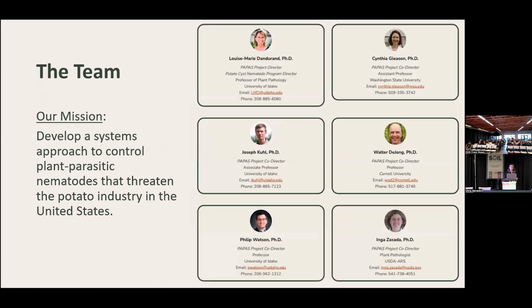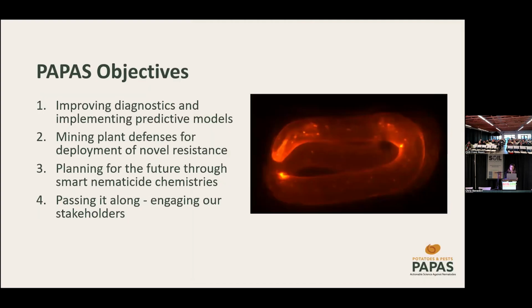So the mission of PAPAS is to develop a systems approach to controlling plant parasitic nematodes. And like I said, it's made up of primarily researchers. Here on the slide, I have all of the co-directors of the project. I think a really cool thing is that it's across the Pacific Northwest, so we have people from Washington, Oregon, and Idaho. And each one of these researchers works on a different part of the PAPAS objectives. These objectives are to improve diagnostics and implement predictive models, mine plant defenses for novel resistance, plan for the future through smart nematicide chemistries, and engage with stakeholders.